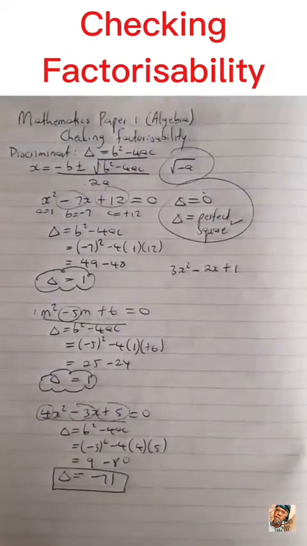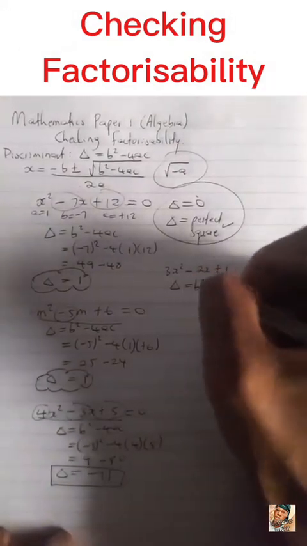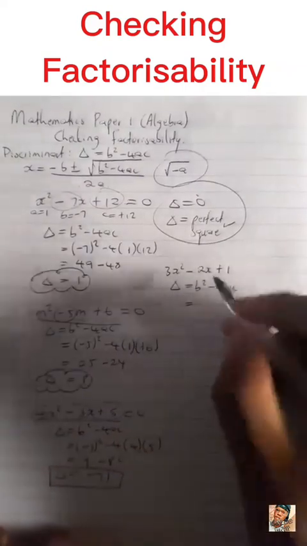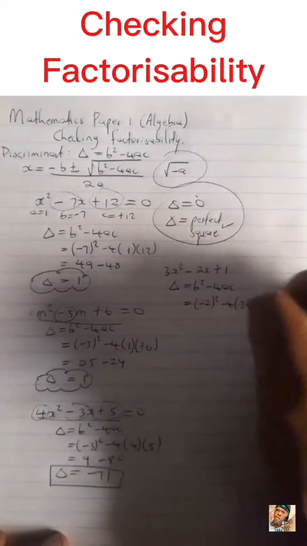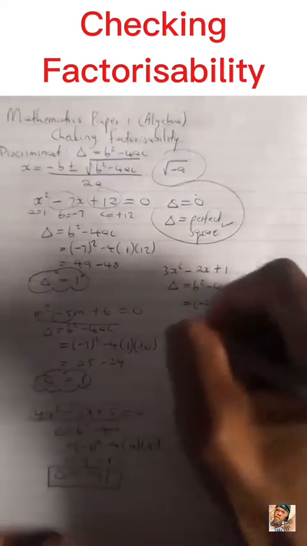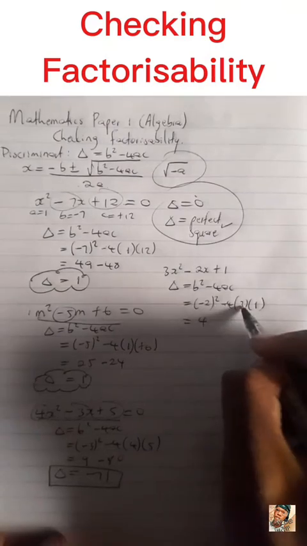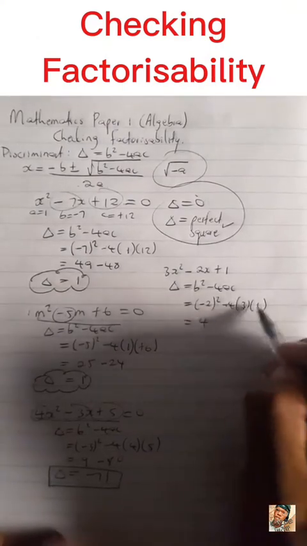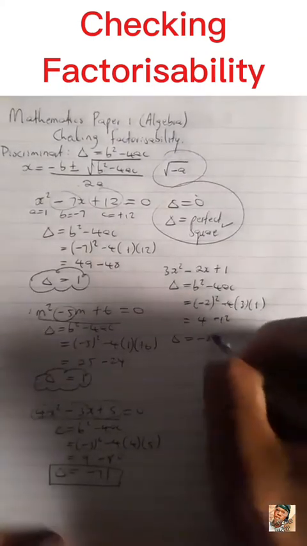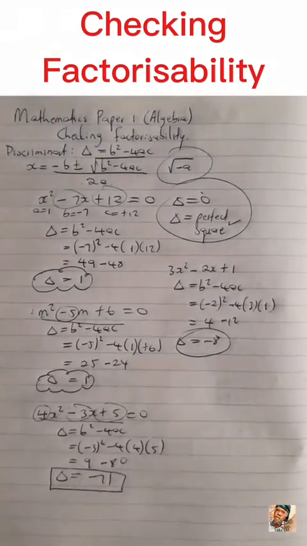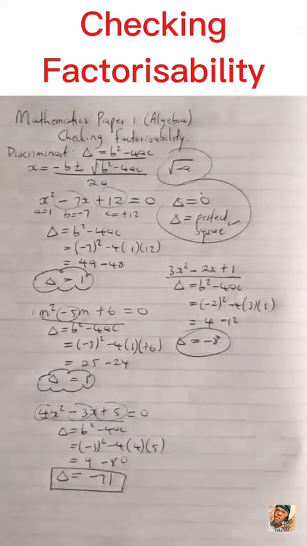So another example is maybe, let us say 3x squared minus 2x plus 1, something like this, right? So we're going to say the discriminant is equal to b squared minus 4ac, where b is negative 2. So negative 2 squared minus 4 into a, which is 3, multiplied by 1, which is c. So now negative 2 squared is positive 4. Negative 4 times 3 is negative 12. Negative 12 times 1 is negative 12. Now the discriminant is equal to 4 minus 12, which is negative 8. So the fact that the discriminant is negative means that it is neither equal to 0 nor a perfect square, and this expression cannot be factorized.